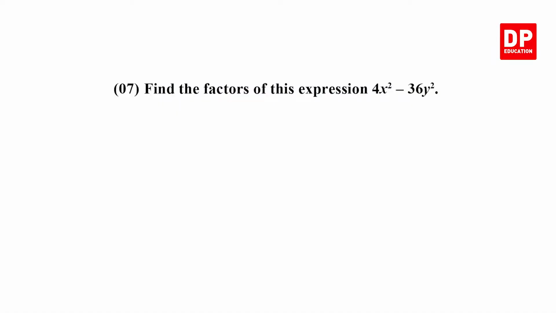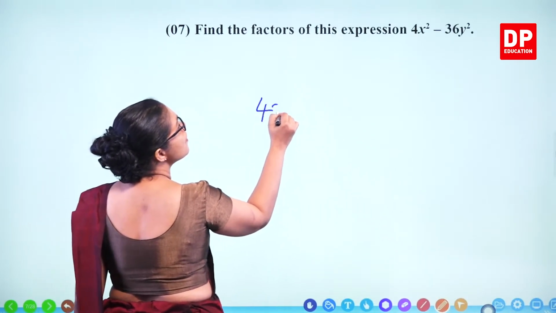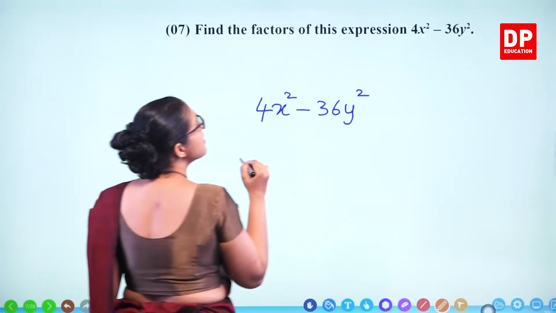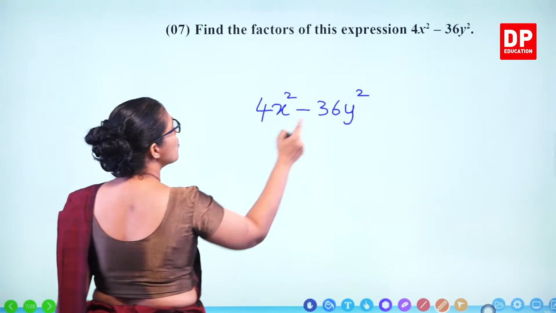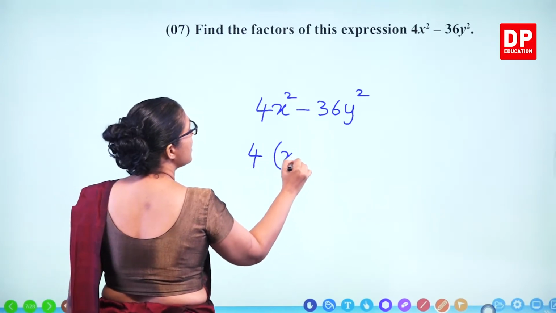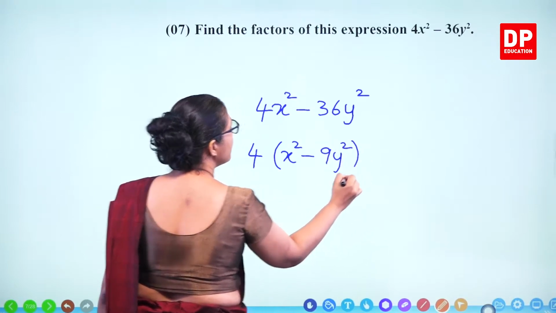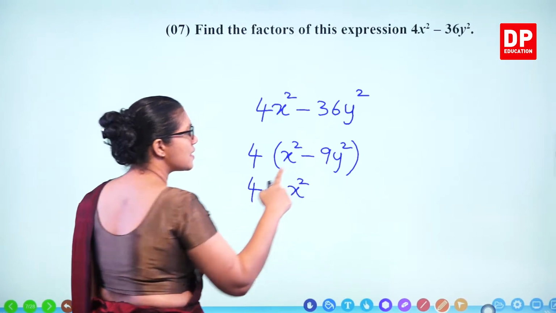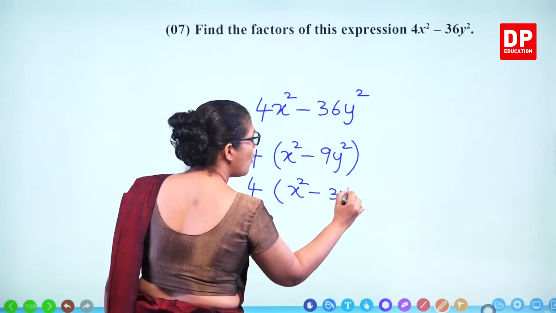Question number 7. Find the factors of this expression. You can use the difference between two square terms. Can you see 4 and 36? Both are square numbers. You can take 4 out. 4 is common. You get x squared minus 9y squared. Now you can write it as a difference between two square terms. 9 is 3 squared, so you can write 3y, whole thing squared.